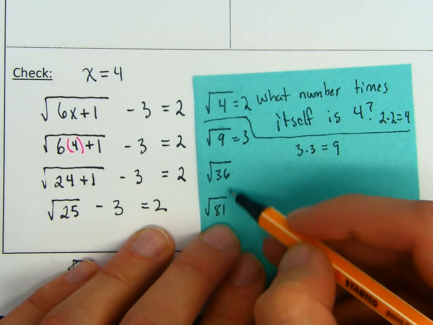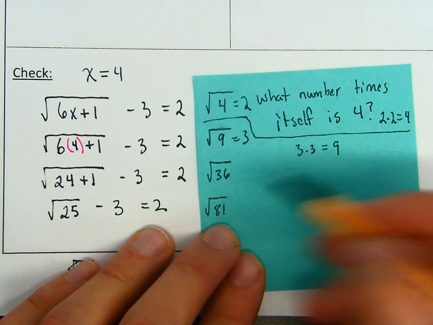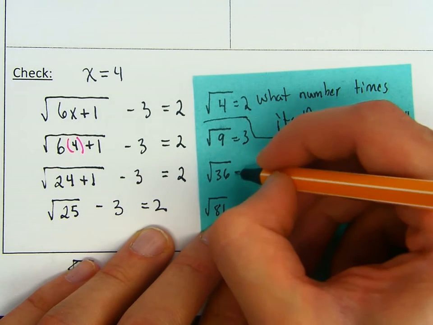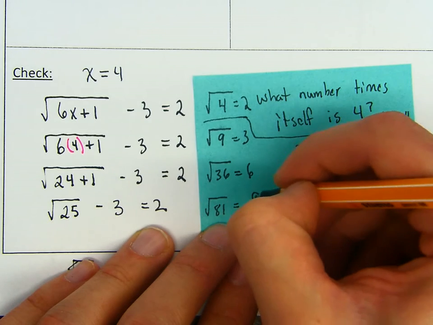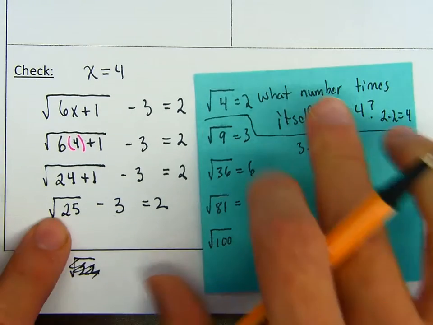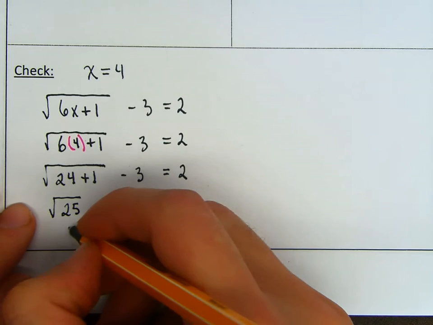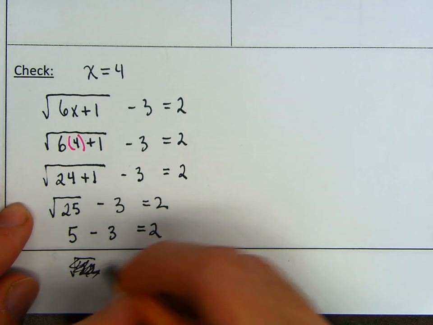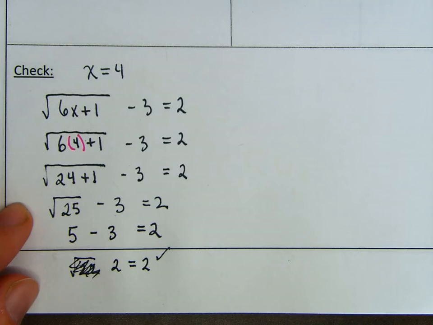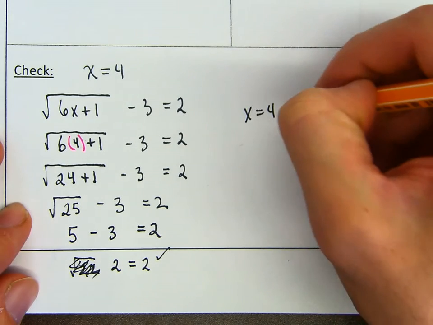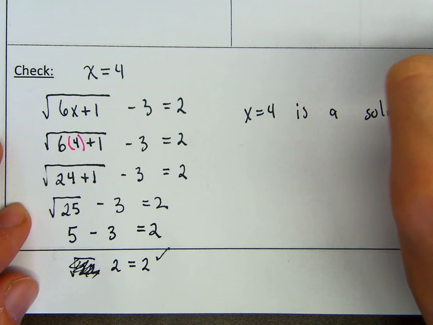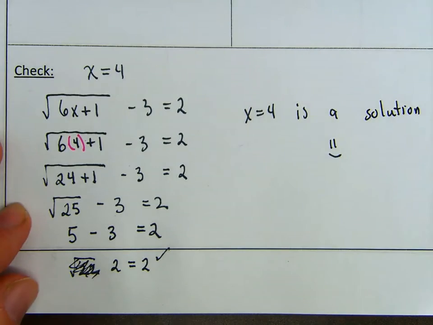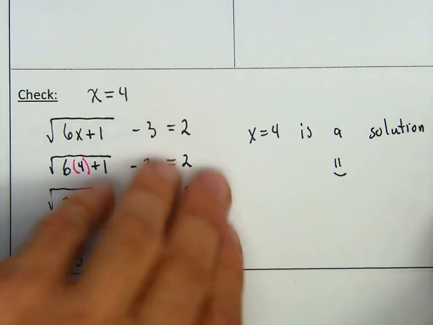Pause the video and try and figure out these two. Let's say you unpaused. This should be 6. This should be 9. What should this one be? 5. Thus, we can say 2 equals 2, check. Now, x equals 4 is a solution. Happy face. Great.